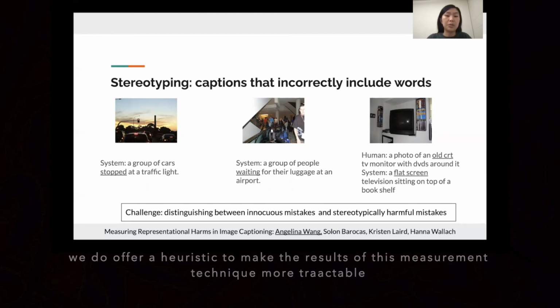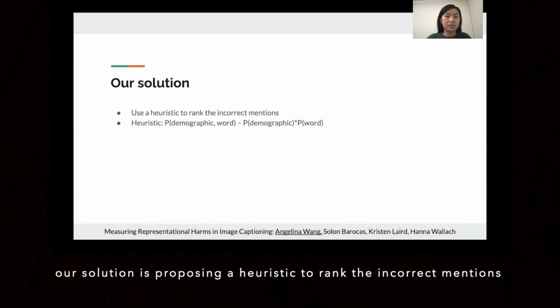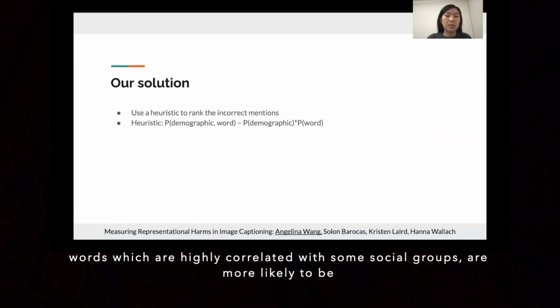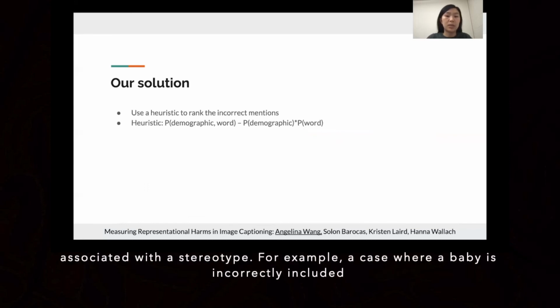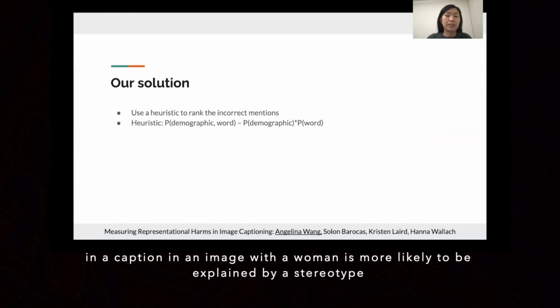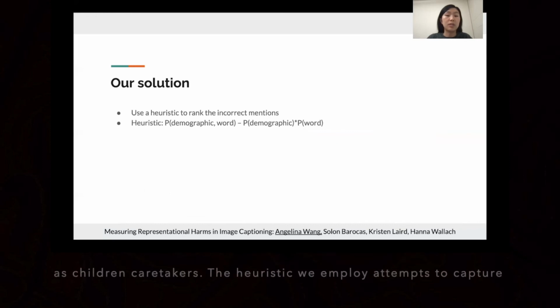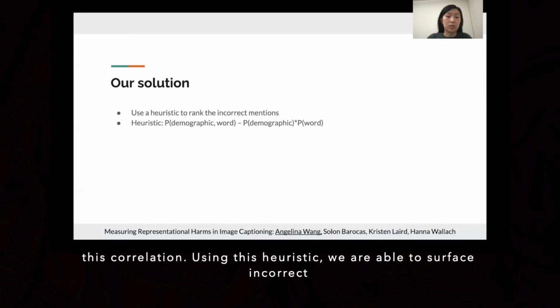That being said, we do offer a heuristic to make the results of this measurement technique more tractable. Our solution is proposing a heuristic to rank the incorrect mentions by those which are more likely to be stereotypically harmful. Words which are highly correlated with some social groups are more likely to be associated with the stereotype. For example, a case where a baby is incorrectly included in a caption for an image of a woman is more likely to be explained by a stereotype than a case where apple is incorrectly included, because of stereotypes about women as children caretakers. The heuristic we employ attempts to capture this correlation.